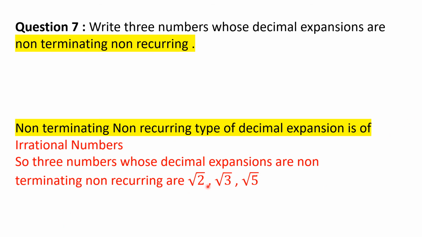So that is what we did here. We wrote 3 numbers whose decimal expansions are non-terminating, non-recurring. Now how do I know that? Because they are irrational. Irrational numbers have non-terminating, non-recurring type of decimal expansion. Alright. Now the next part.